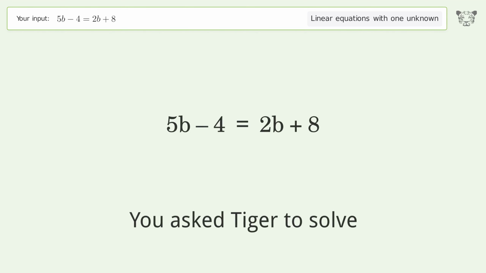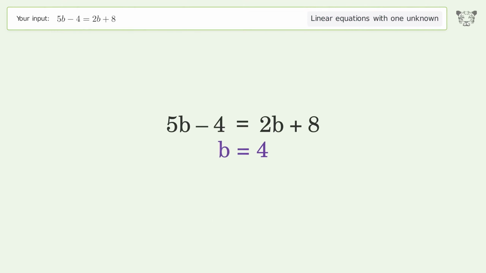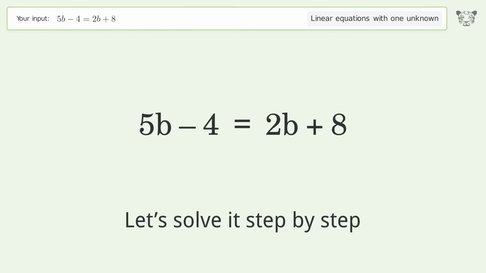You ask Tiger to solve. This deals with linear equations with one unknown. The final result is b equals 4. Let's solve it step by step.